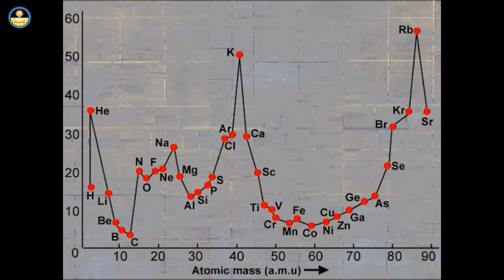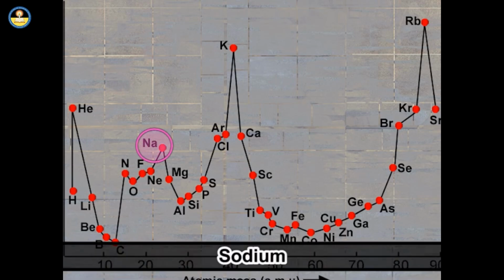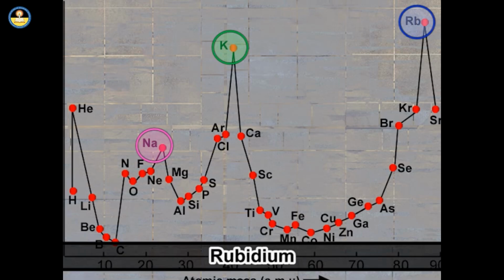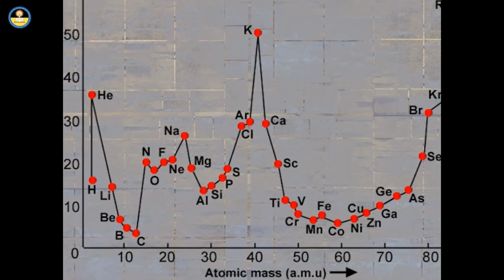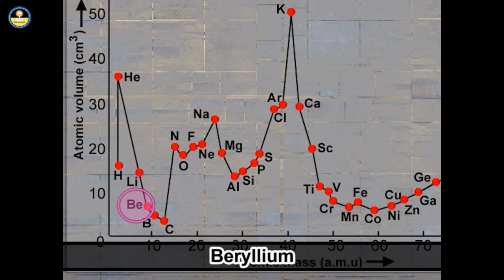Let us have a look at the observations. The most electropositive alkali metals like sodium, potassium, and rubidium occupy the top positions on the curve. The less electropositive alkaline earth metals like beryllium, magnesium, and calcium occupy the descending positions on the curve.